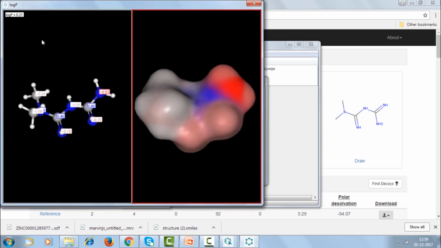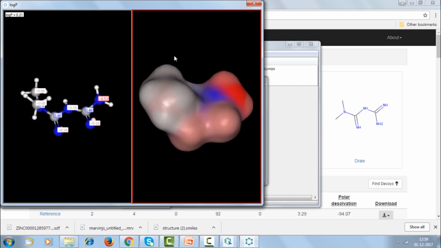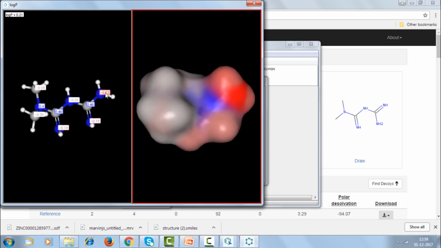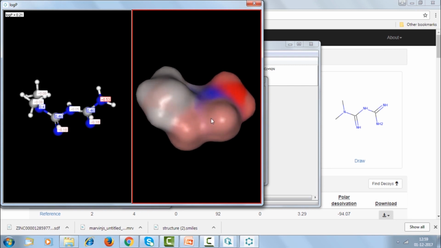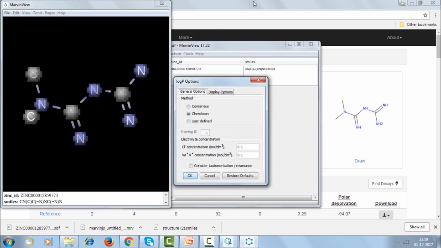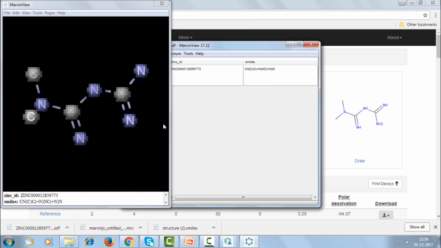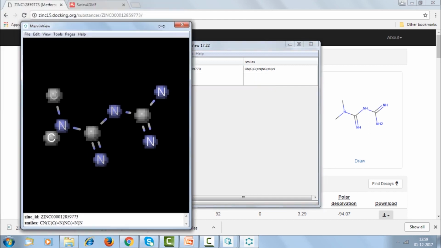Okay, log P is 0.21 because a lot of nitrogen is here. This nitrogen has a charge of minus 0.53, that's why it's very red, and there are many red colors here. So log P is quite negative when compared to the previous one which I showed you, where log P was almost 4.